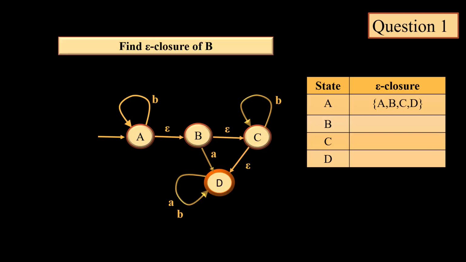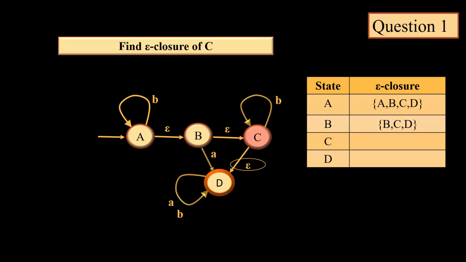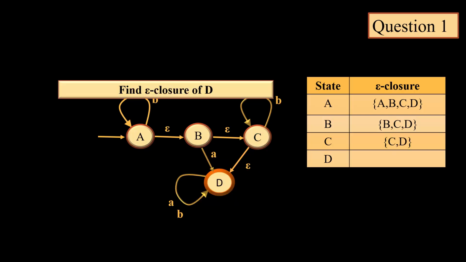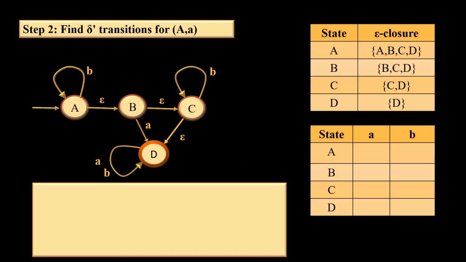Next, we move to E closure of B. E closure of B will include B, along with it, it will include states C and D. E closure of C will include C and D. As far as D is concerned, since there is no epsilon move from D to any other state, we will have only the state itself, that is D. So we have found the E closure of all the four states A, B, C and D.